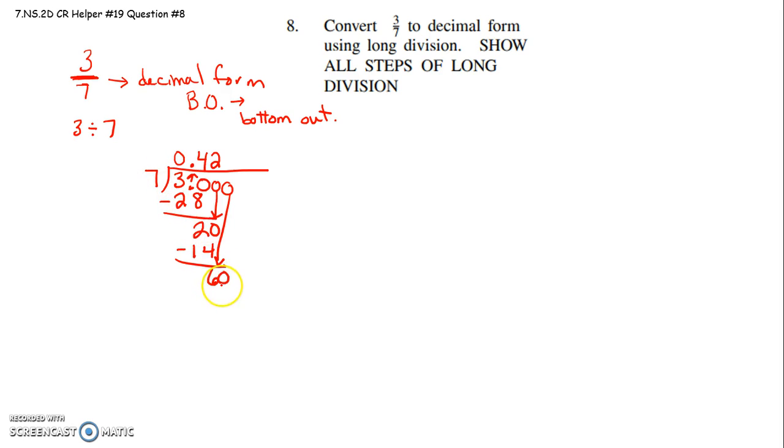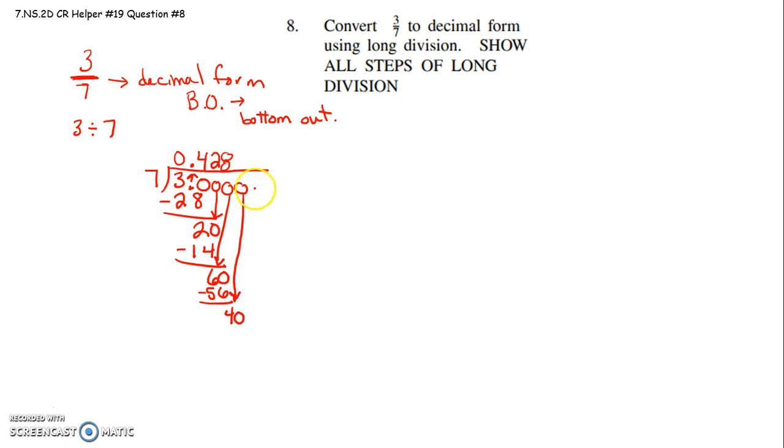How many times does 7 go into 60? 7 goes into 60 8 times. 8 times 7 is 56. I subtract off, I have a 4. I drag down a 0. I'm searching for a repeat. I haven't found it yet.